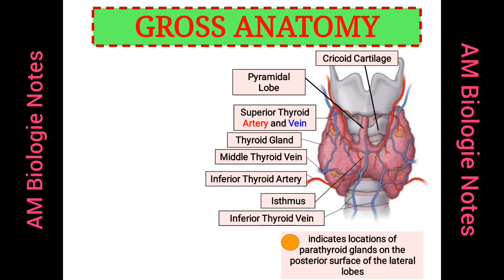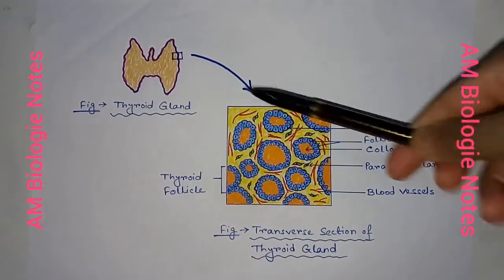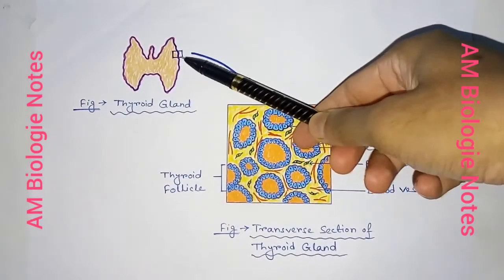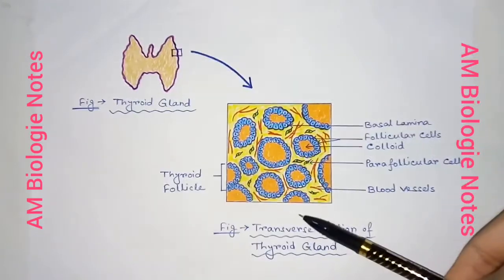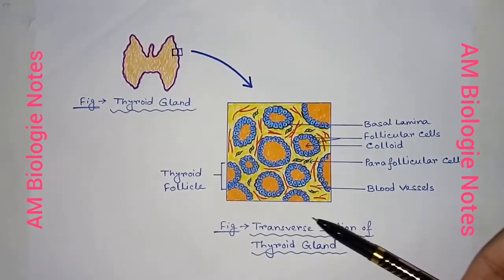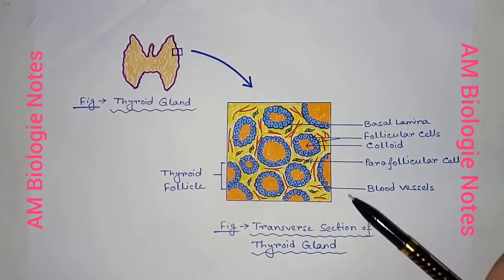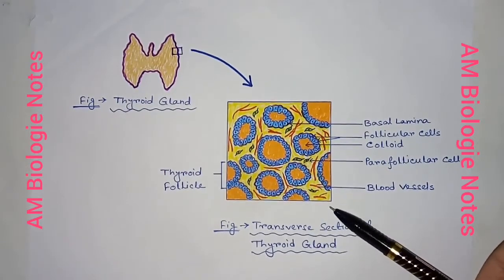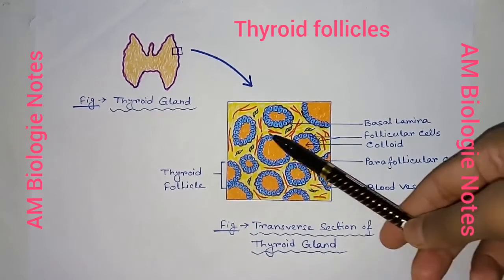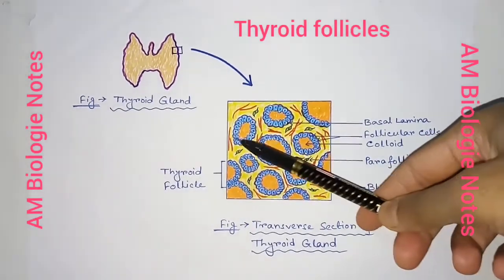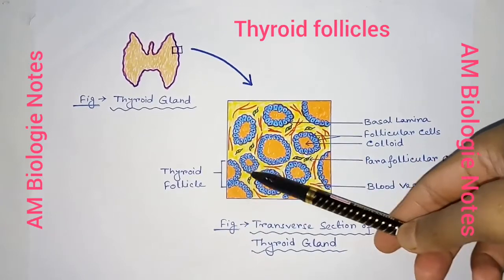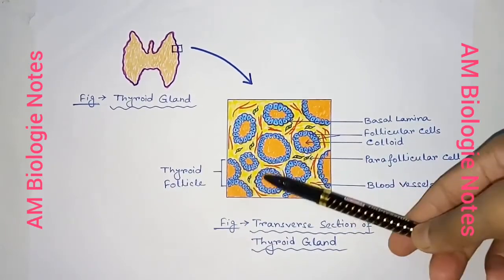On the posterior surface of the lateral lobes, there are two pairs of small ovoid structures that are designated as superior and inferior parathyroid glands. If we take a portion of thyroid tissue and make a transverse section, then under microscope after proper staining, we will see that the lobes of the thyroid gland consist of many spherical follicles. These are known as thyroid follicles. You can see there are so many thyroid follicles in the diagram.